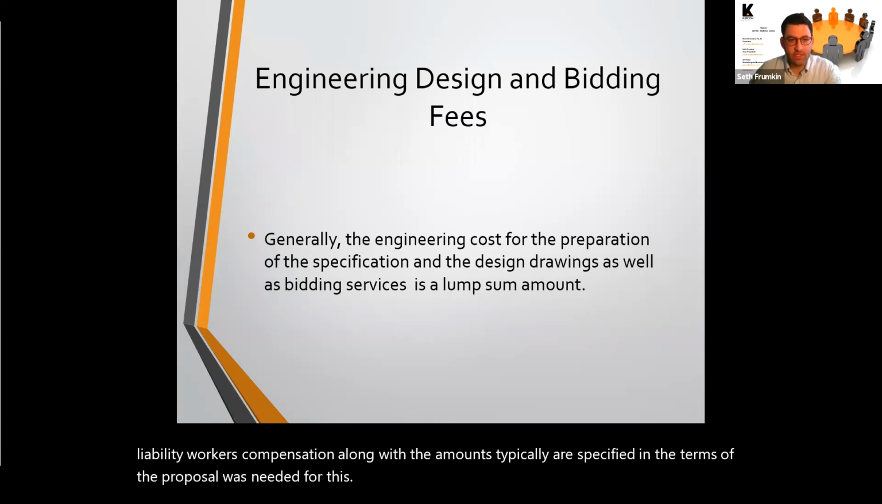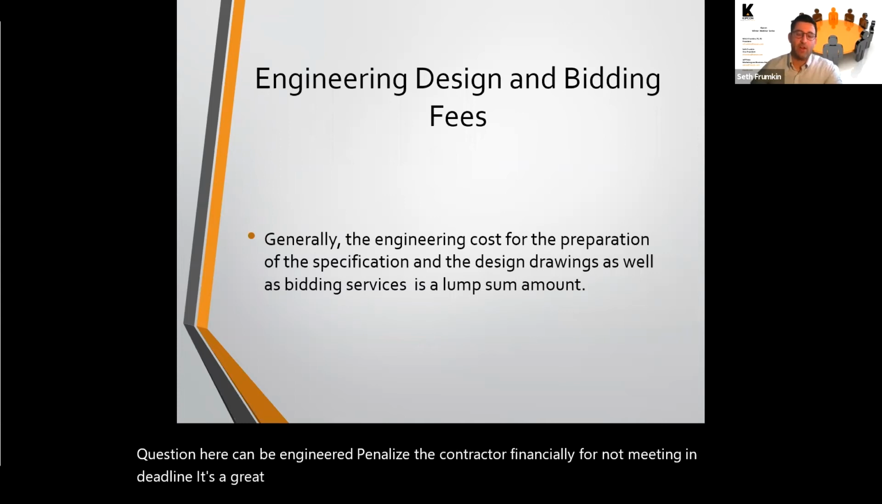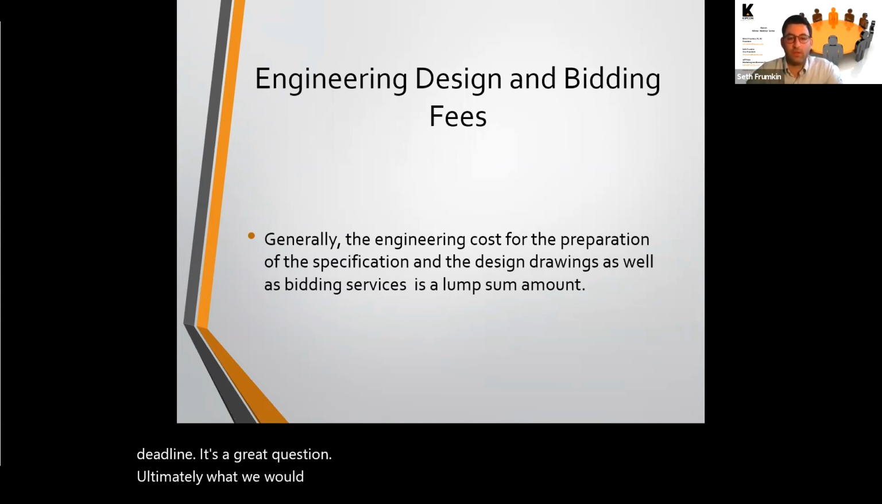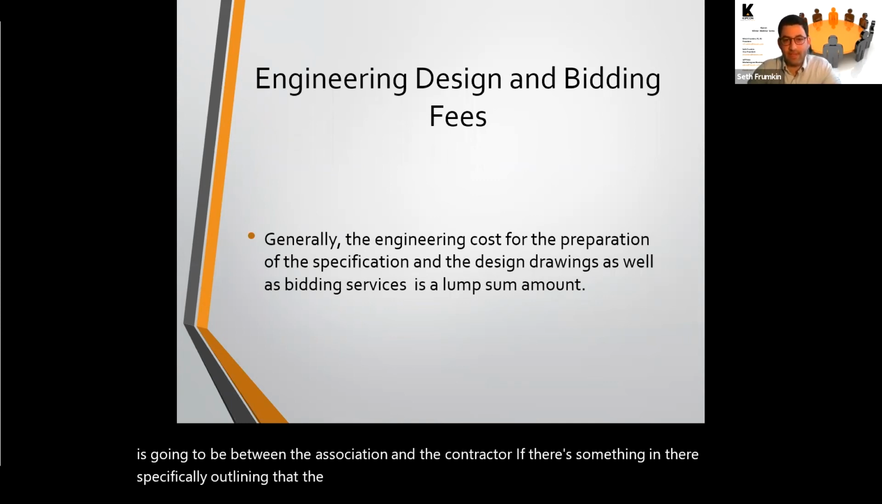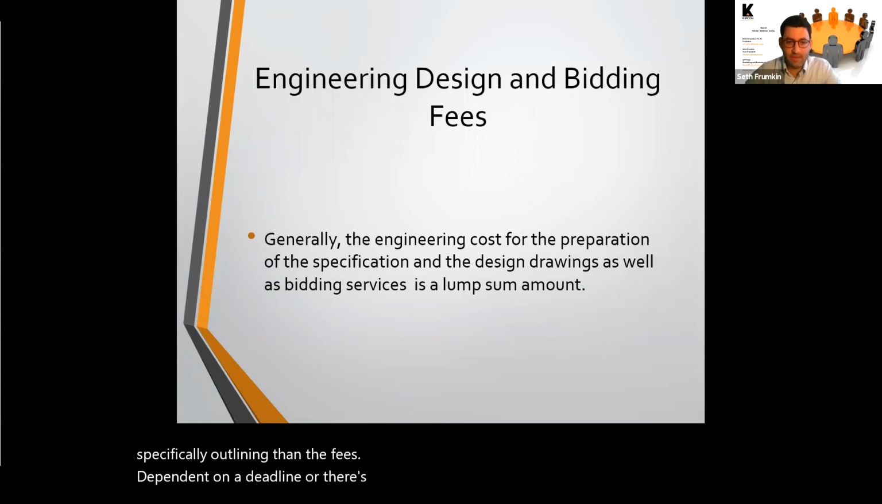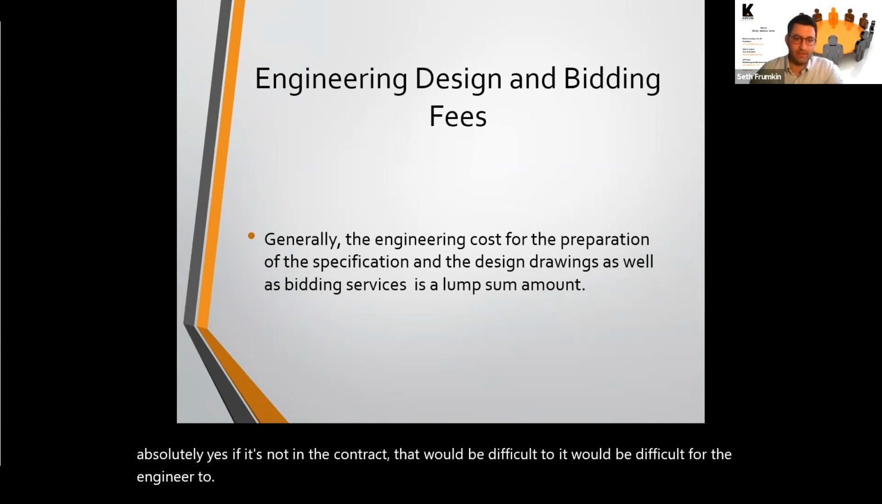Just one moment, I see a question here. Can the engineer penalize the contractor financially for not meeting a deadline? It's a great question. And ultimately what we would look to for this is back to the contract. The contract is going to be between the association and the contractor. If there's something in there specifically outlining a deadline, or a penalty for not meeting the deadline, then absolutely yes. If it's not in the contract, though, it would be difficult for the engineer to get involved in that aspect.